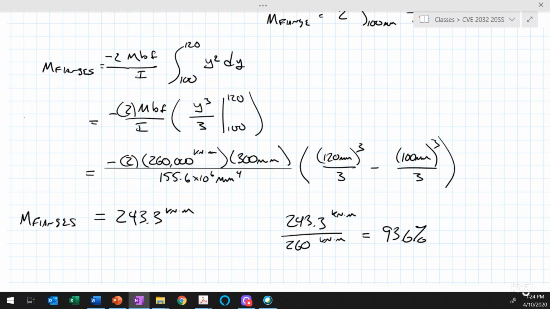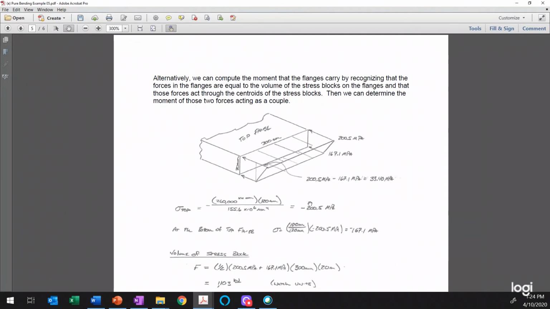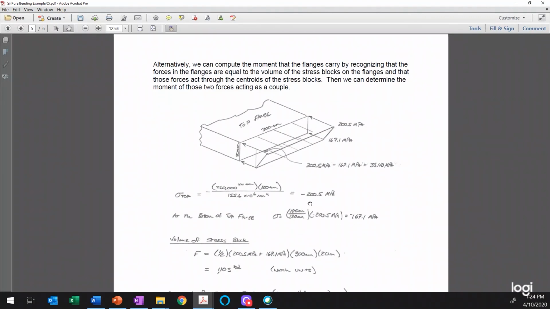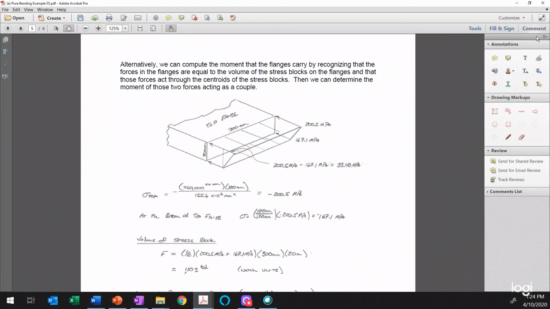There's a little bit more to this problem in the version that's posted as the PDF. If we were to look at that, I've gone through and calculated the moment carried by the flanges by looking at the stress block in the flanges. We could represent this stress block here, and say there's one force resultant that acts through the centroid of that stress block, take the moment created by that, and that is the moment contributed by the flange.